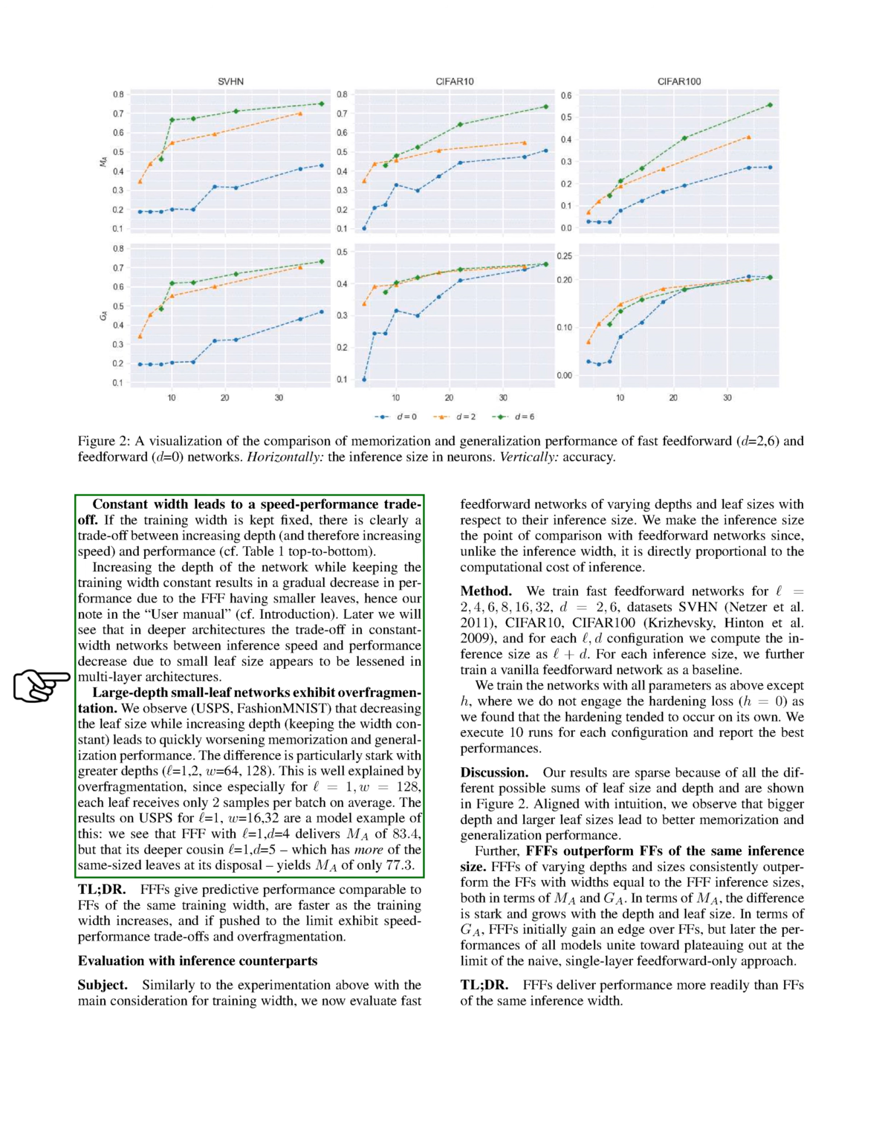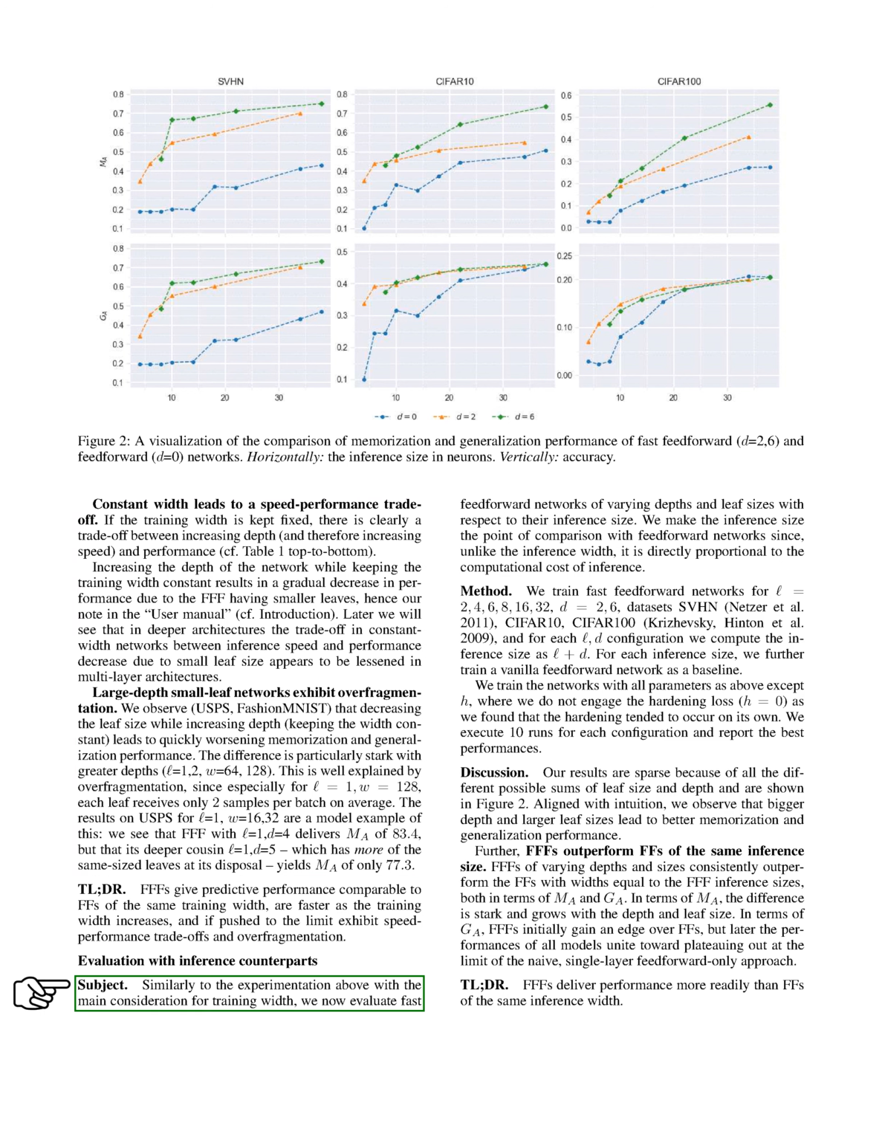Section TLDR. In a nutshell, fast feedforward networks, FFFs, perform as well as traditional feedforward networks, FFs, of the same training width. They are quicker as the training width increases and, when pushed to their limits, they show a balance between speed and performance, and a tendency towards overfragmentation.